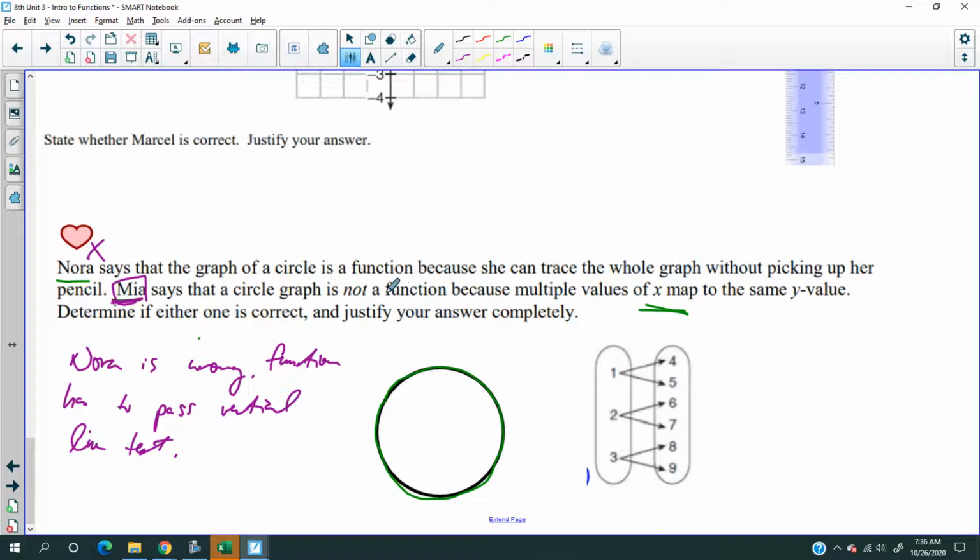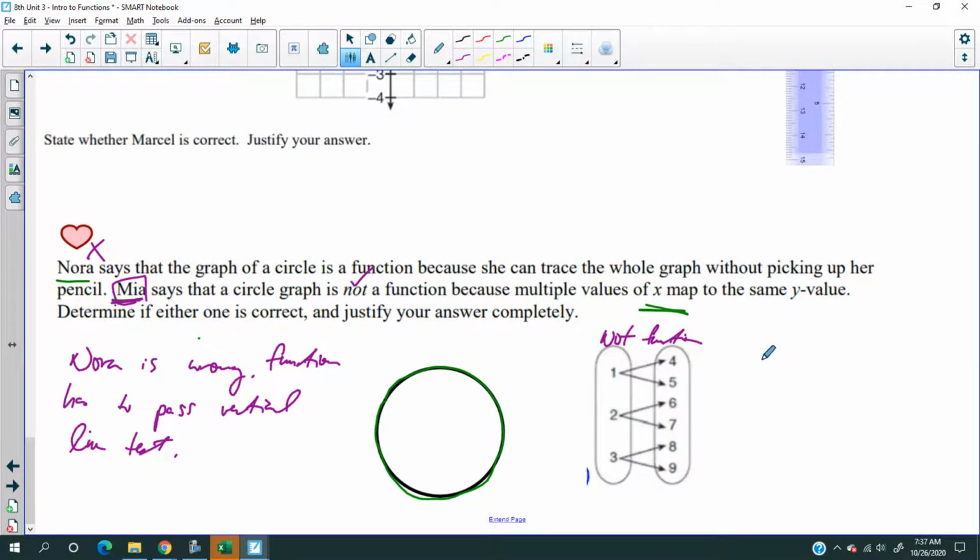Was Mia right that it is not a function? Now, Mia is right in the fact that it's not a function, but look at her explanation: multiple values of x map to the same y value. Now, perfect example here. Look at the multiple choice question we did two questions ago. This was not a function. Does this table, this map, match this statement, multiple values of x map to the same y value?